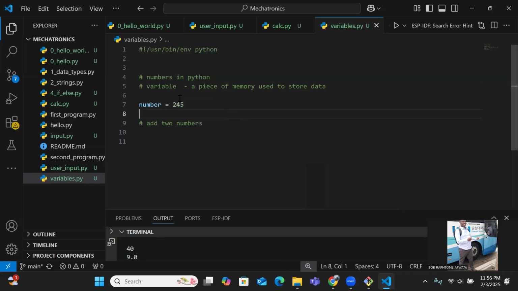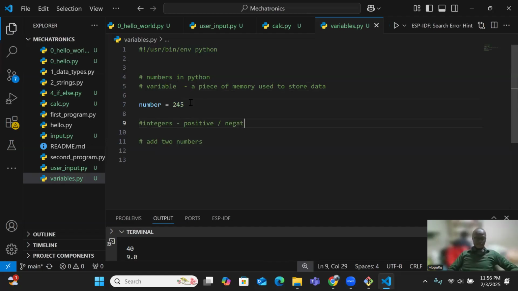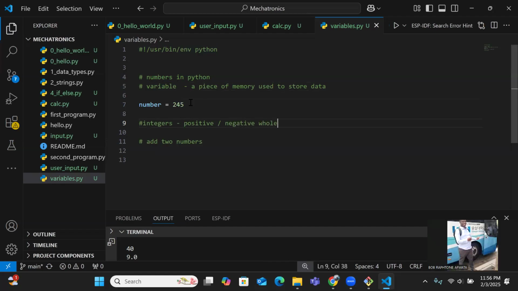And these variables have different types, or data types. We want to know that their types are different. The first one is called integers. From maths, integers are positive or negative whole numbers. Whole numbers.